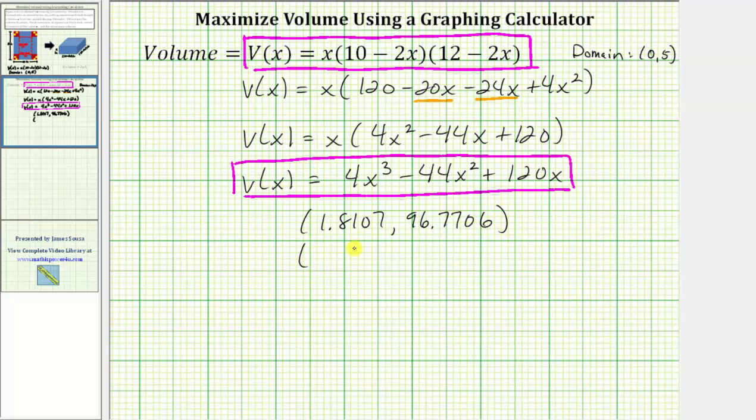The first value in the ordered pair is x, which gives us the length of the side of the square cut from each corner that will maximize the volume. And the second value is the volume, or in this case, the maximum volume. Let's write these results as a complete sentence. We will say squares cut from each corner with a side length of 1.8107 inches will give a maximum volume of 96.7706 cubic inches.